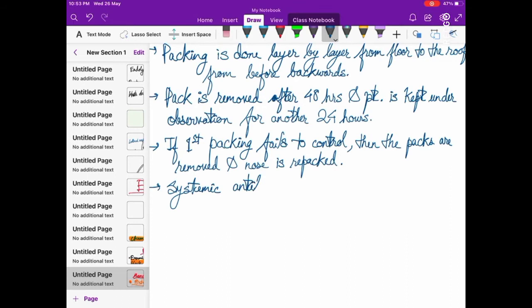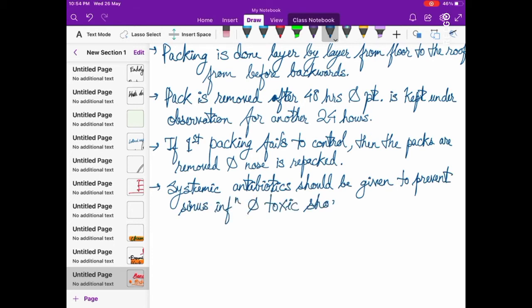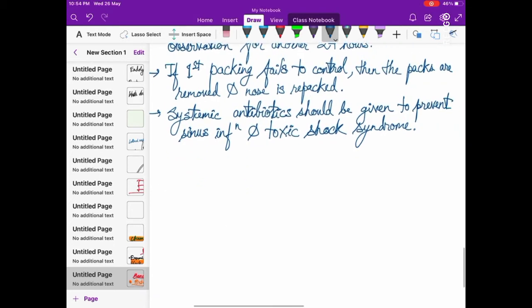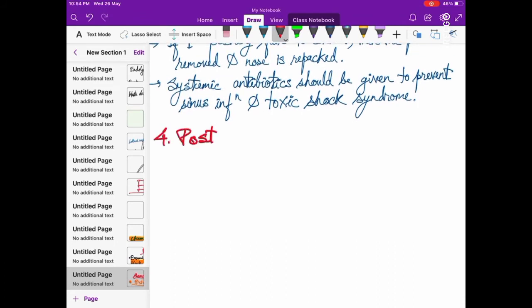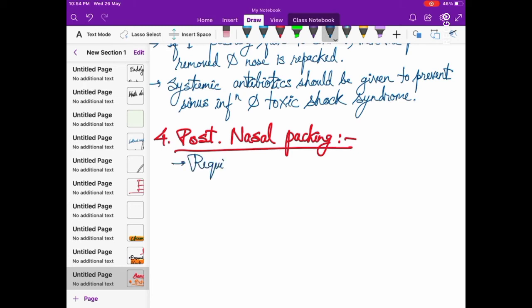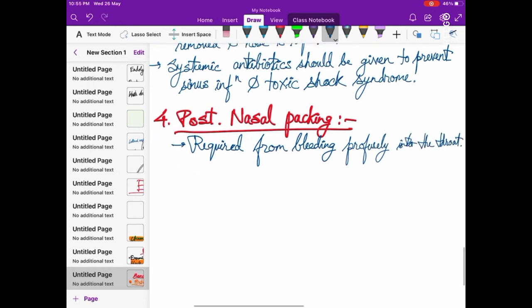Systemic antibiotics should be given to prevent sinus infection and toxic shock syndrome. Now we come on to posterior packing. Posterior nasal packing is required for bleeding profusely into the throat.